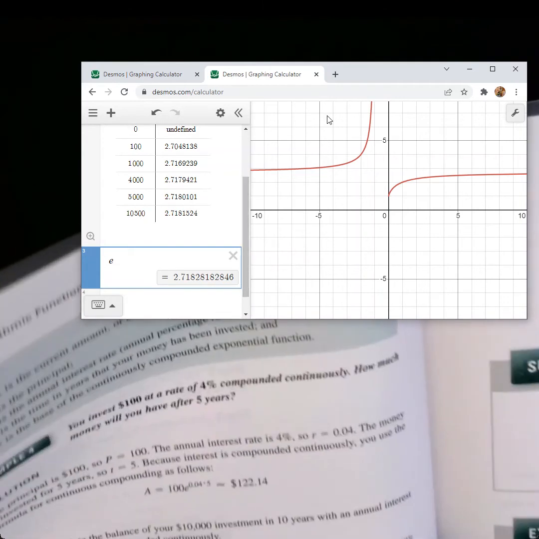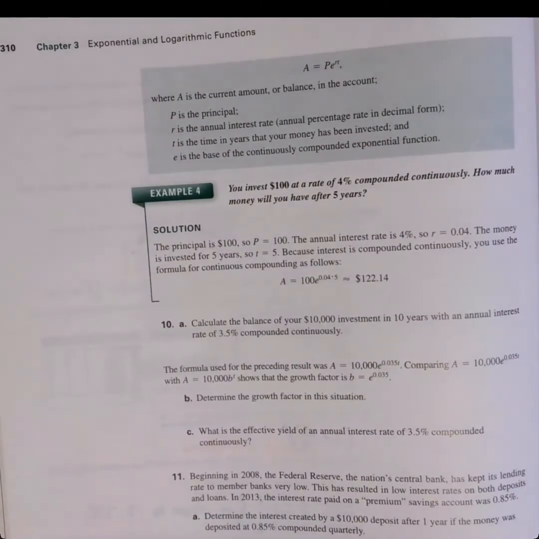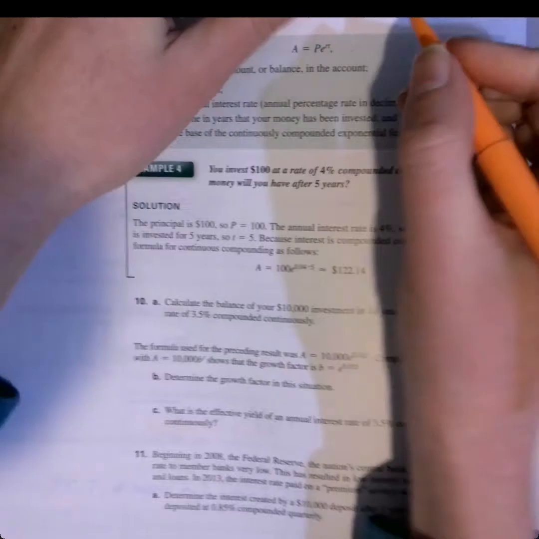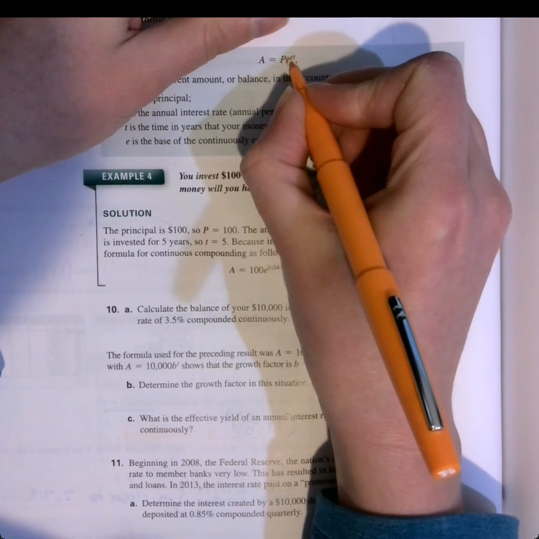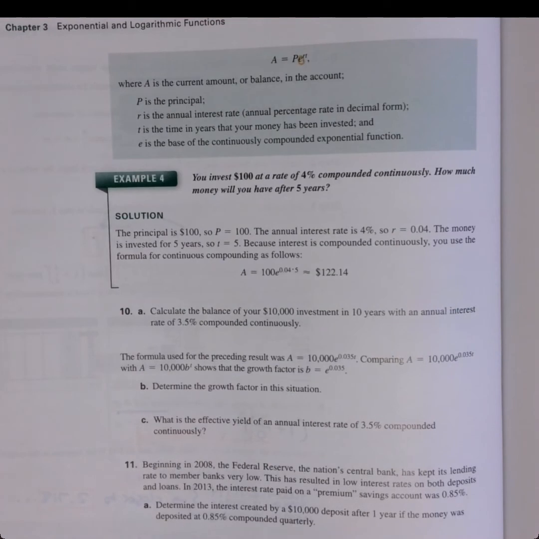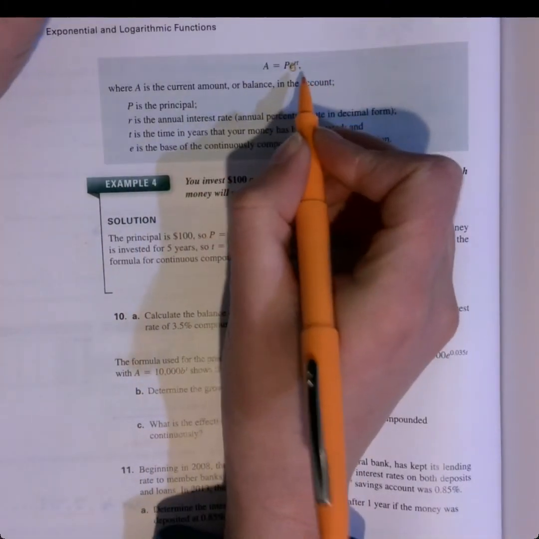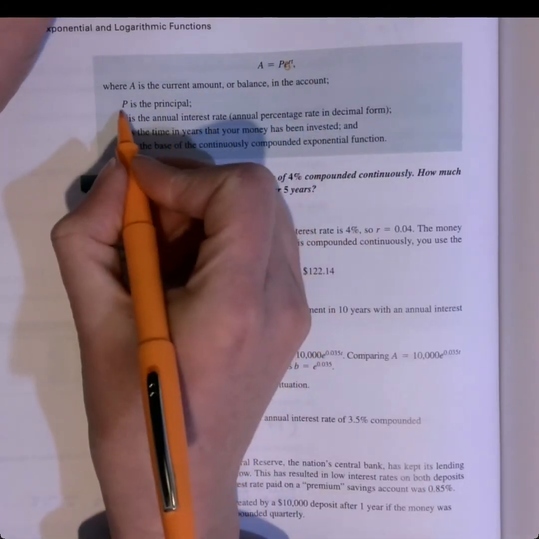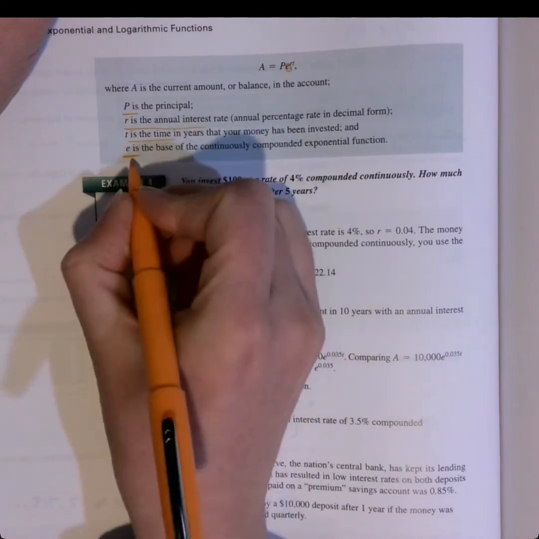All right, so let me get rid of, oops, this right here. If you recall, we rewrote the function so it was not dependent on the interest rate. The interest rate is still in the power now, and we have that e in the base. So our continuous compounding formula is going to be A times P times e to the rT, where P is the principal, r is the annual interest rate, t is the time, and e is that special number.